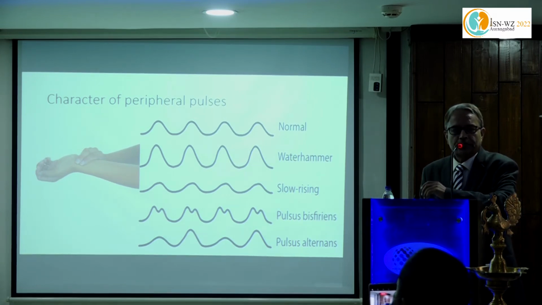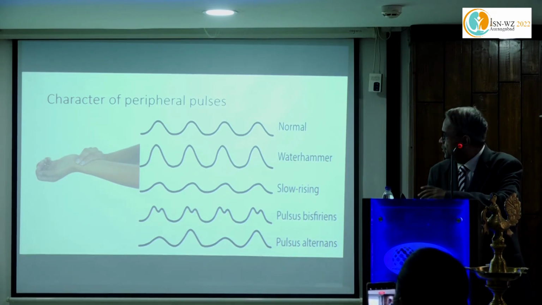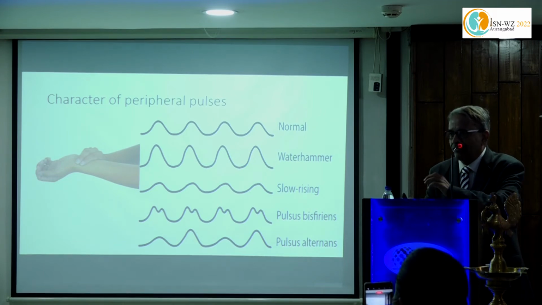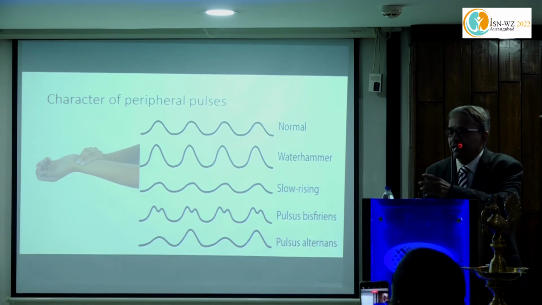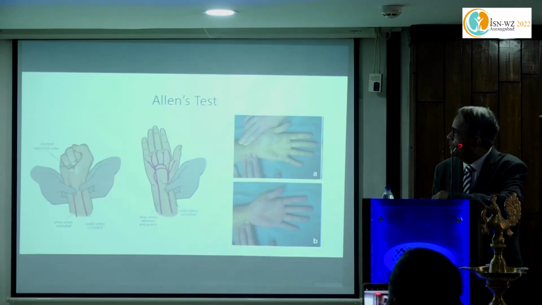Arterial system evaluation is very essential, crucial, and from the character of the peripheral pulse you can infer circulatory disorders. A water hammer pulse indicates aortic regurgitation. Pulsus bisferiens indicates aortic valve disease. Pulsus alternans indicates cardiomyopathy or heart failure. So all these circulatory disorders need a cardiology opinion before you take the person for fistula.